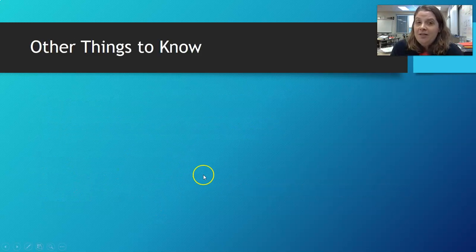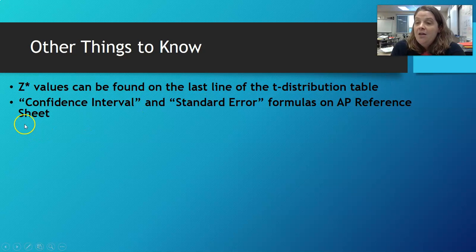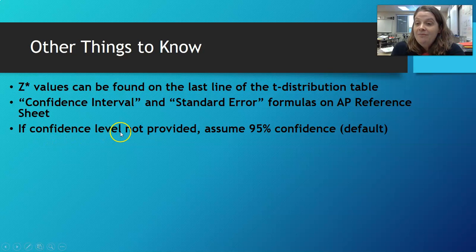All right, so other things that you need to know. First off, remember that the z star, those critical values, can be found on the last line of that t distribution table. If you're looking for those, you can also compute it using inverse normal on your calculator, but that may be more work than you want to put in. The confidence interval and the standard error formulas, both of those are on your AP reference sheet. Those are not things you have to have memorized, but they are things you have to be able to use. If the confidence level is not provided, always default to 95%. So if it says construct a confidence interval and nothing is said about what level of accuracy, use 95% as your default level.